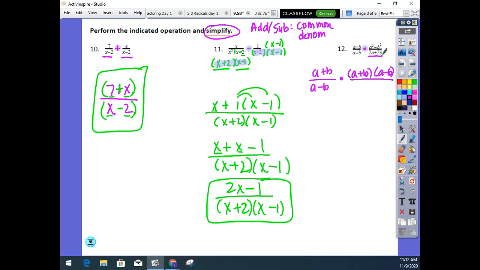GCF in the bottom of 2. Factor out the 2. We're left with a plus b. A plus b, this one cancels this one. A minus b cancels this a minus b. Anything from the top can cancel anything from the bottom. Nothing else can cancel, so I'm left with a plus b over 2.